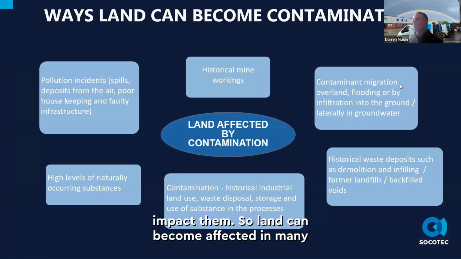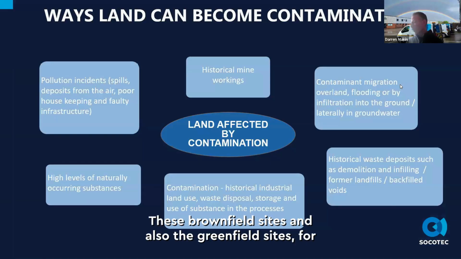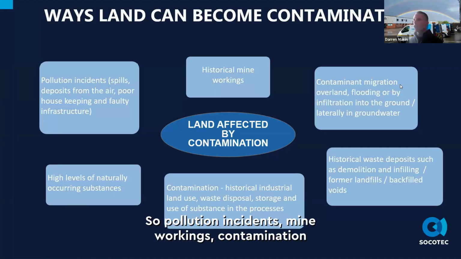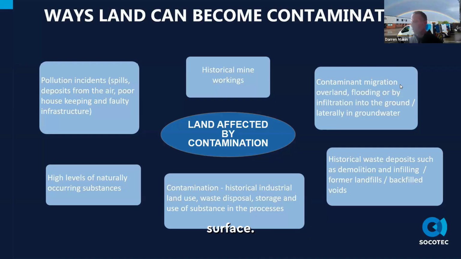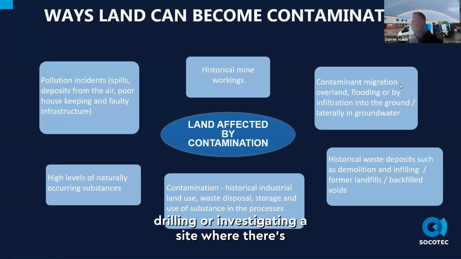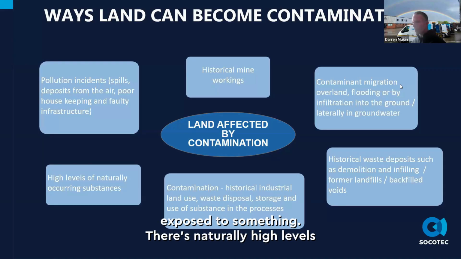So land can become affected in many ways through historical land use, these brownfield sites, and also the greenfield sites. For what we know, there may be changes to those sites over time. So pollution incidents, mine workings, contaminant migrations, spills, flooding can transport contaminants across the surface. It can transport laterally in the groundwater. So if we're drilling or investigating a site where there's contaminants in groundwater, it may not actually be in the soil, it could be in the groundwater that we're exposed to something.